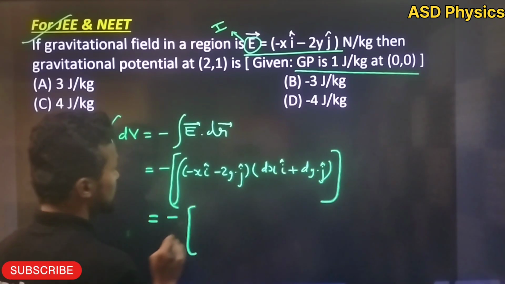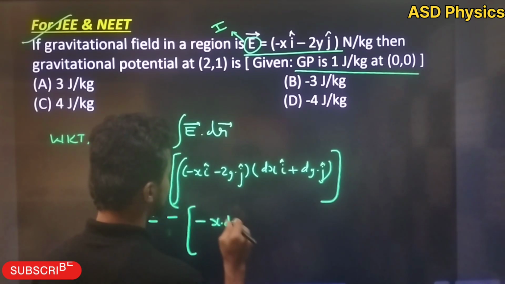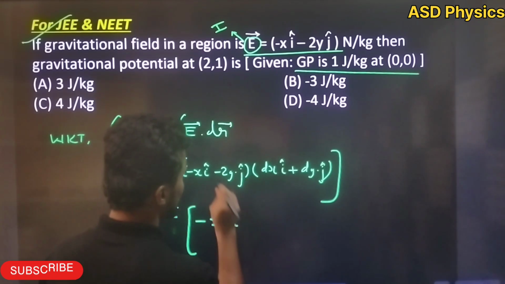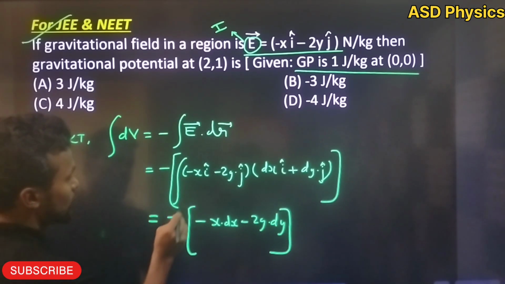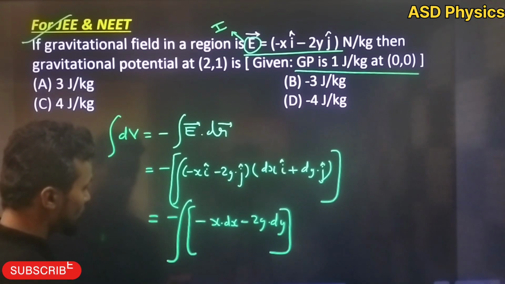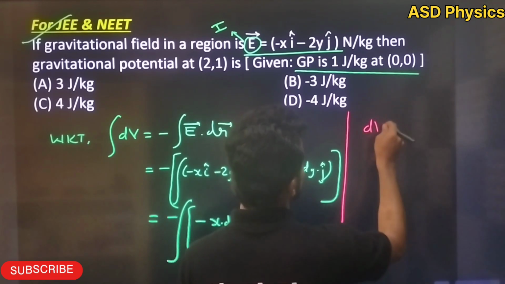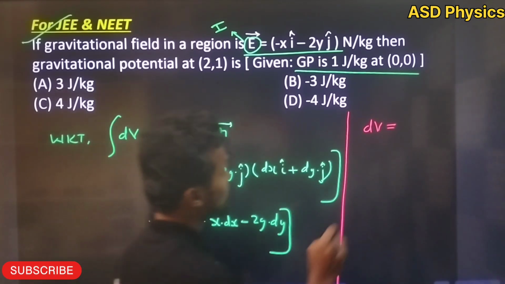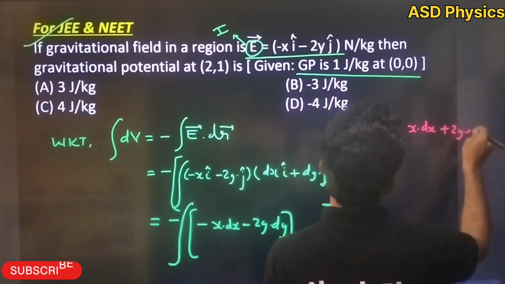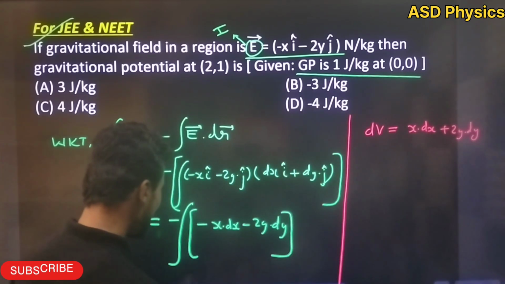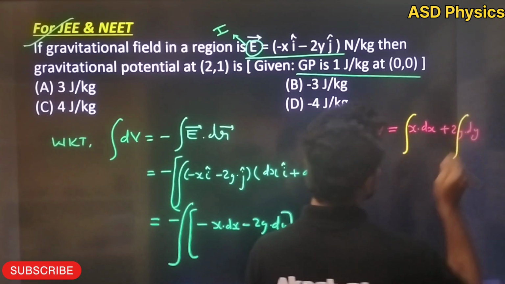So this minus is here. Just take the dot product, students. It will become minus x into dx, plus minus 2y into dy, and the integration sign is there. Now this minus will come outside, so we can write dV equal to x dx plus 2y dy. And we have to put the integrations also: this is the integration, this is the integration, and here also integration.